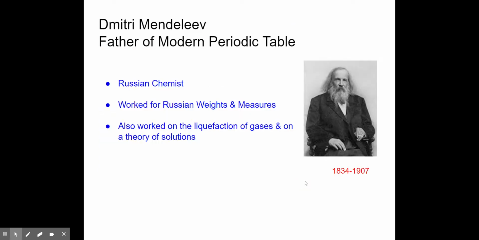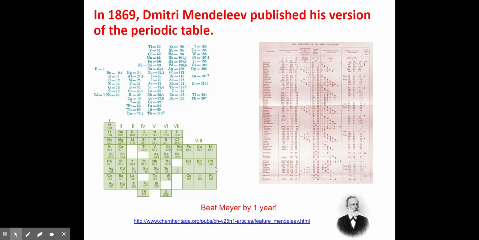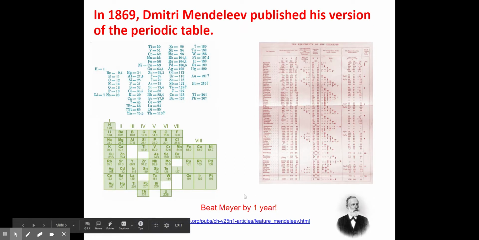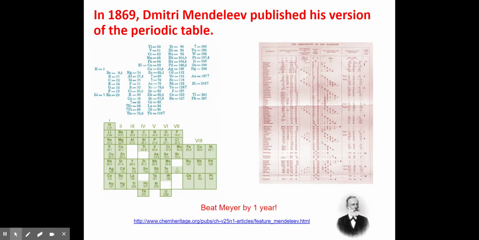Then along comes Dmitri Mendeleev, and he's actually credited as being the father of the modern periodic table. He was a Russian chemist. He worked for the Russian Weights and Measures, and he also worked on liquefaction of gases and a theory of solutions. So he had his hand in a couple of different things. He lived from 1834 to 1907, and he discovered a few more things about the periodic table. However, this is what his periodic table looked like. Not quite where we are today.